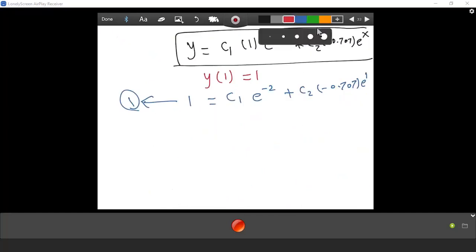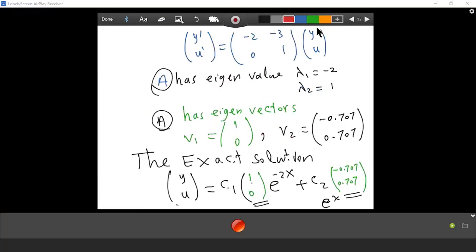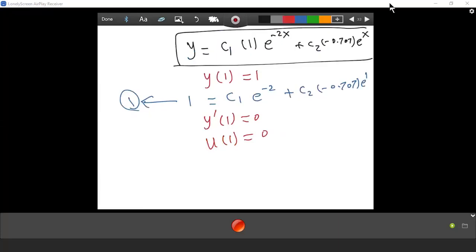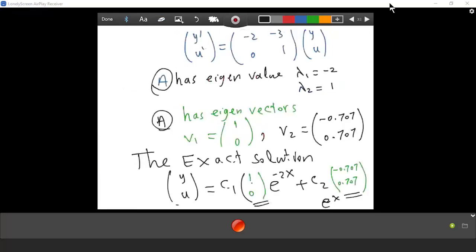I have y dash of 1 equal to 0. Y dash is u, right? So u at 1 equal to 0. What's my u? My u is the second component here, right? Okay, so u equal to C1, and the second component is 0.